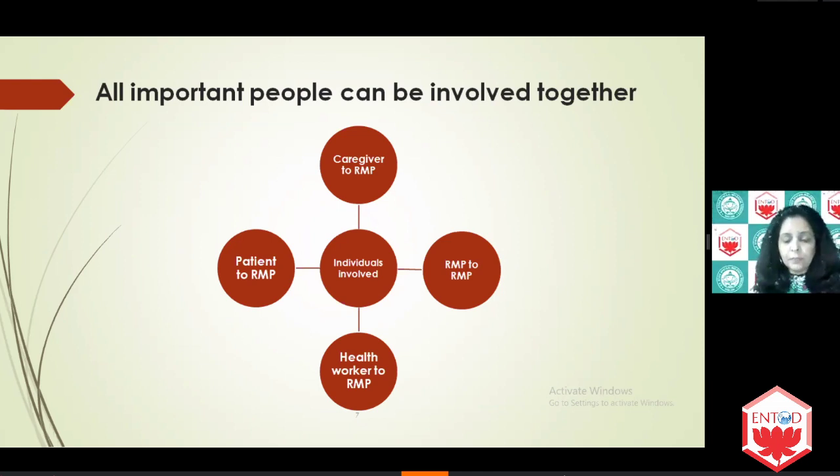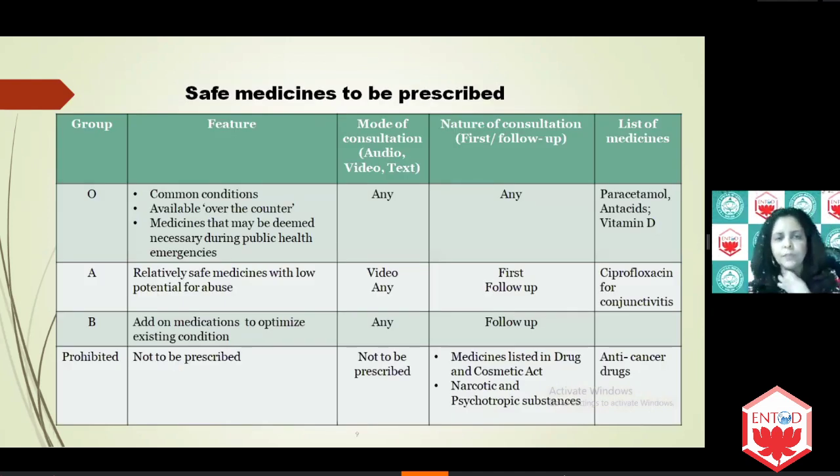In fact, there are apps which can get the patient sitting on one side, and the caregiver, even if the caregiver is not in the same house, maybe sitting in another country, both of them can come together for a telemedicine consultation. For example, if there is a mother whose son is in, say, London, then both of them can come together so that they can take decisions together.